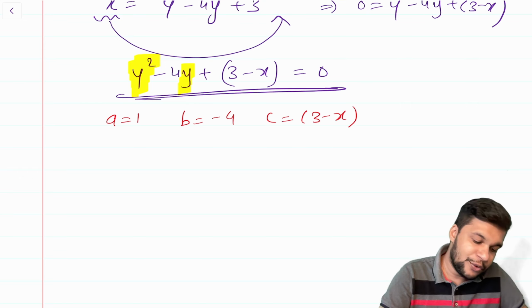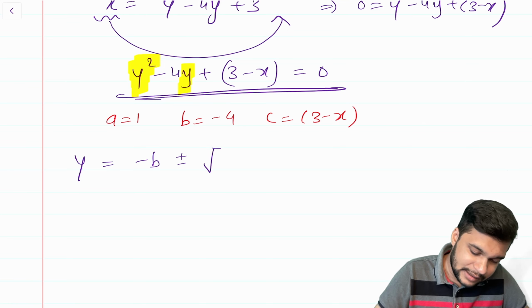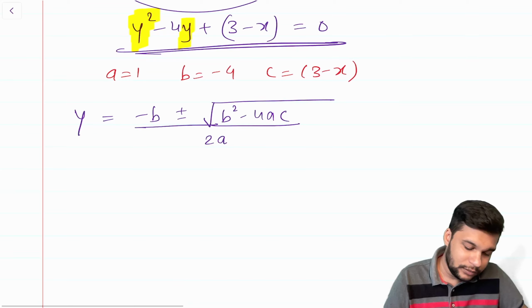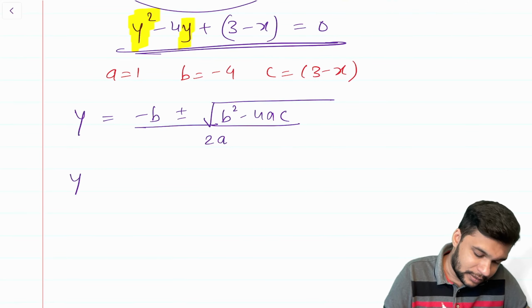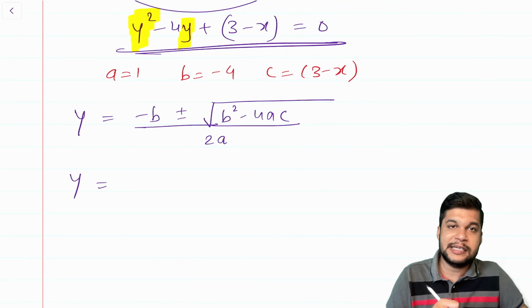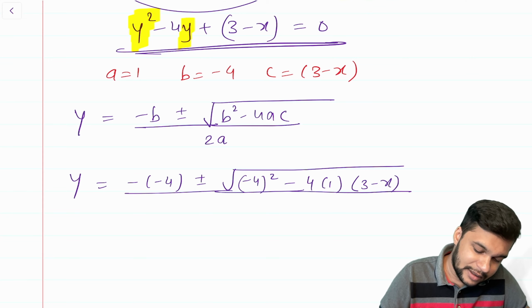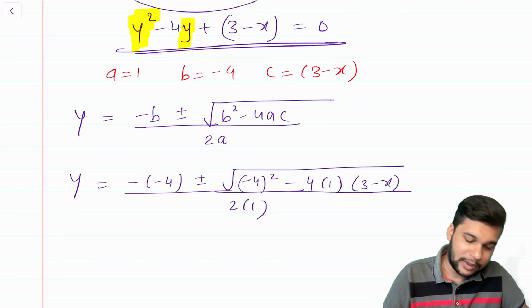So how do you find y? y will be equal to minus b plus or minus square root of b square minus 4ac, divided by 2a. So y will be equal to minus b, which means minus of minus 4, plus or minus square root of b square, so negative 4 whole square, minus 4 times a into c, that is 3 minus x, divided by 2a, divided by 2 times 1.